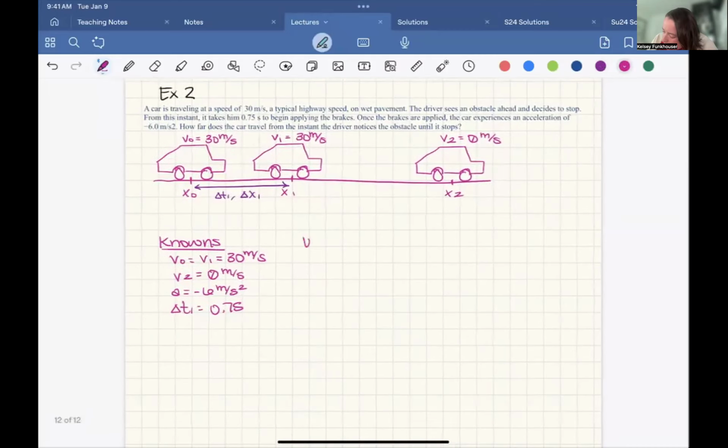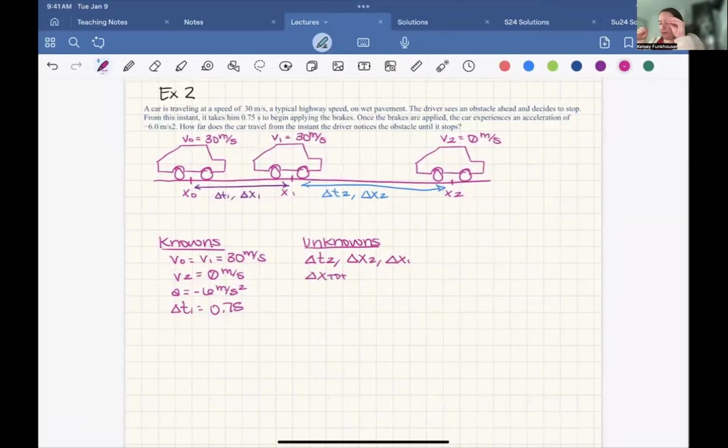Unknowns: we don't know time interval 2, and this is also displacement 2. We don't know displacement 1 either. And there's one other thing we don't know, which is the total displacement, which is what we're asked for.